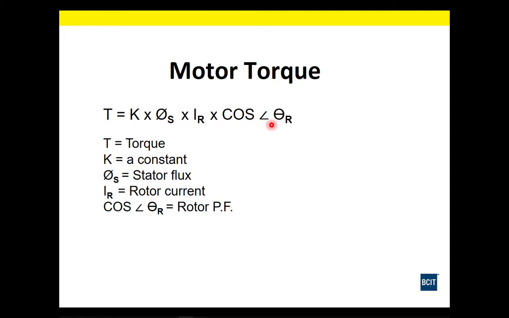We'll look at the power factor of the rotor a little later on, but if our stator flux stays the same and our rotor slows down a little bit, our rotor current will increase because the induced voltage is going up, which is going to increase our torque, which is going to compensate for that increase in load on our rotor.